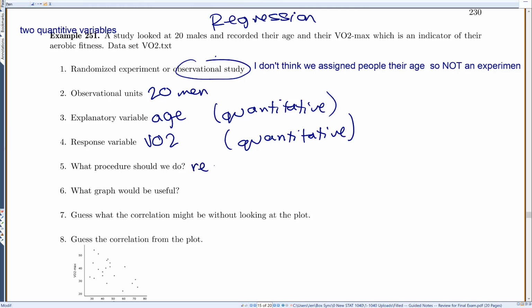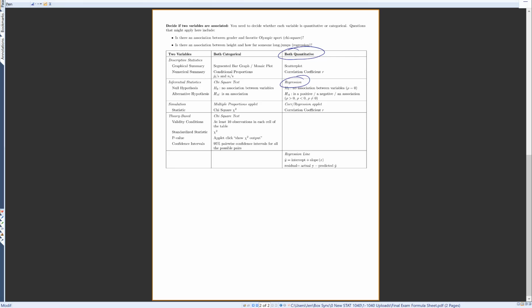And what procedure should we do? Well, we know it's going to be regression. And what graph would be useful? Coming back to our formula sheet, it will even tell you under graphical summary that you want to use a scatter plot.